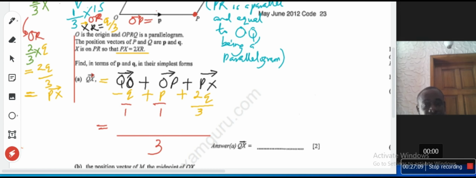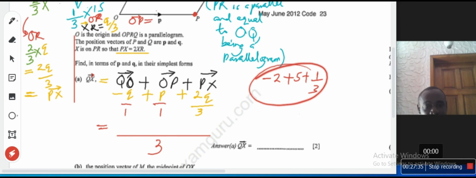What we had originally was minus Q plus P plus 2Q over 3. That's what we had originally. And I said, you solve it the way you would have solved it. Think about it. If you're given minus 2 plus 5 plus 1 over 3, how will you solve this? Look at what I just wrote here: minus 2 plus 5 plus 1 over 3.